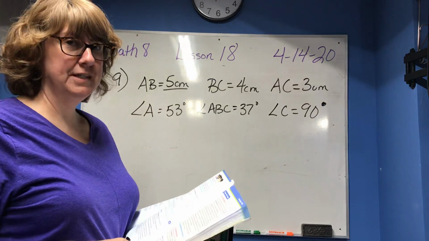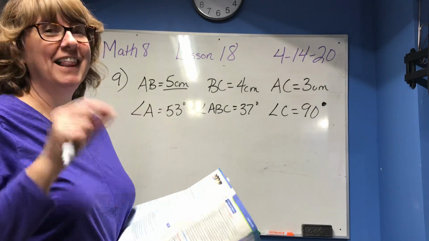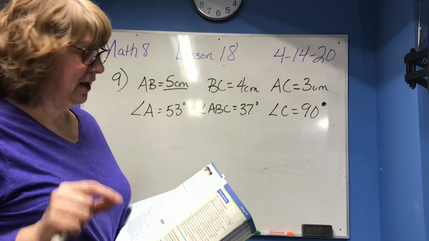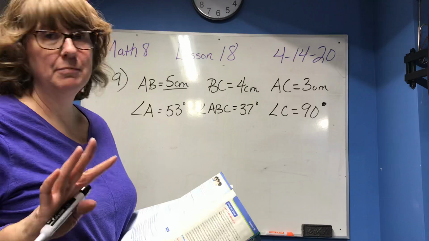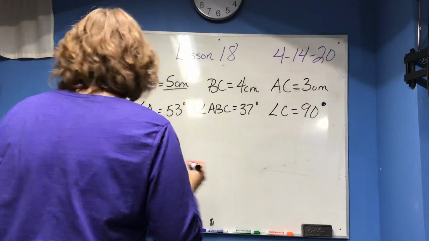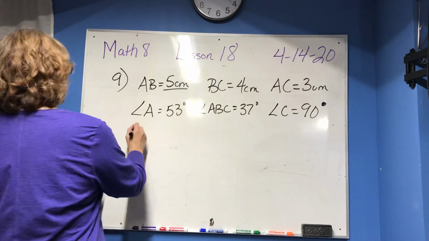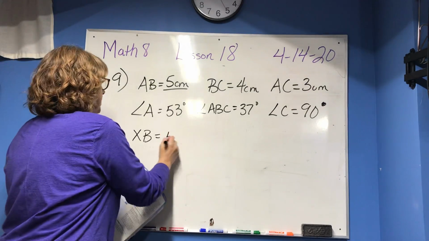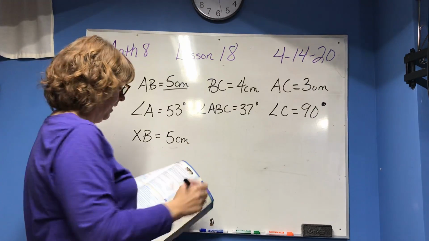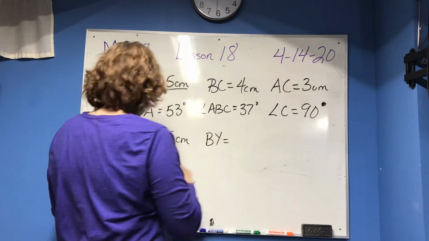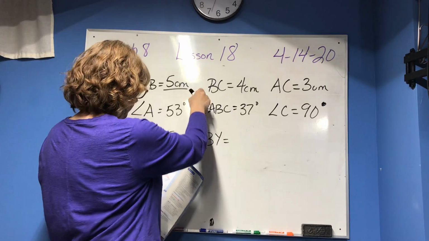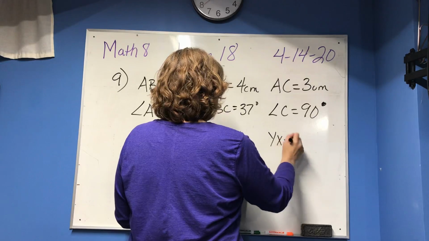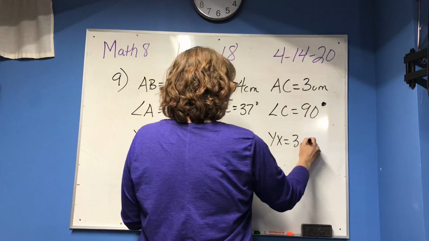You know what they want you to see, right? They want you to see that the angles are the same measure and the segments have the same measure, right? Just because you rotated it doesn't mean that it changes size. So let's go ahead and check it. Segment XB is congruent to segment AB, so this is 5 centimeters. Segment BY is congruent to segment BC, that's 4 centimeters. And segment YX is congruent to segment AC, this is 3 centimeters.